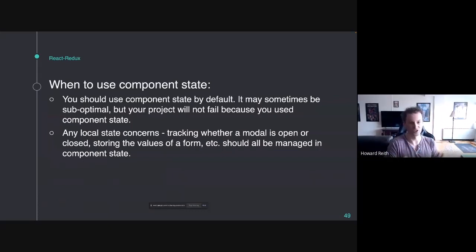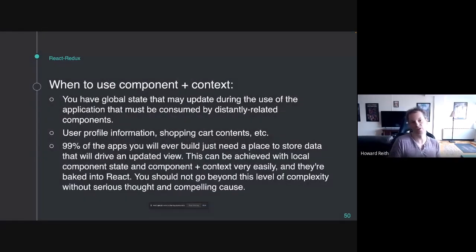So by default, start with component state. And if it is a local state concern, if you are just checking whether a modal is open or closed, you should probably be using component state to keep track of that. When to use components plus context: if you have a global state that may update and the state is going to be consumed by many distantly related components, component plus context is a very good way to solve that problem. Some examples: user profile information, shopping cart contents, things like that. This is my opinion: 99% of the apps that you build can probably be solved by nothing but these two solutions.